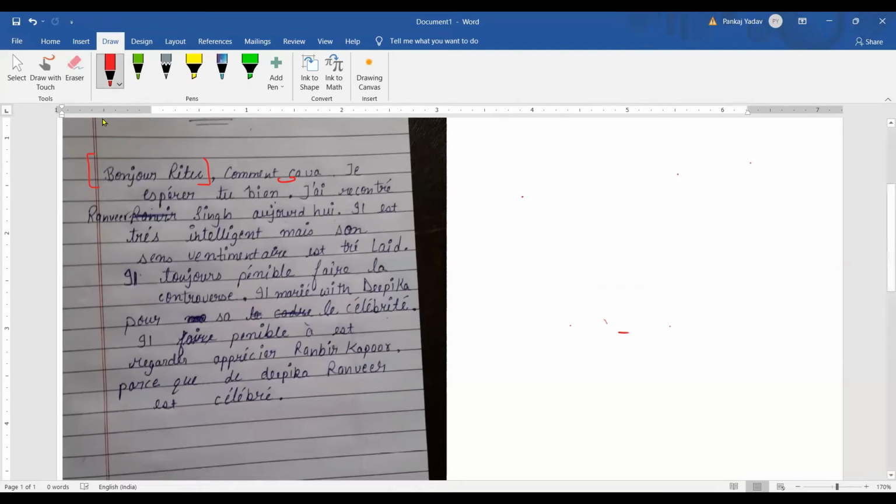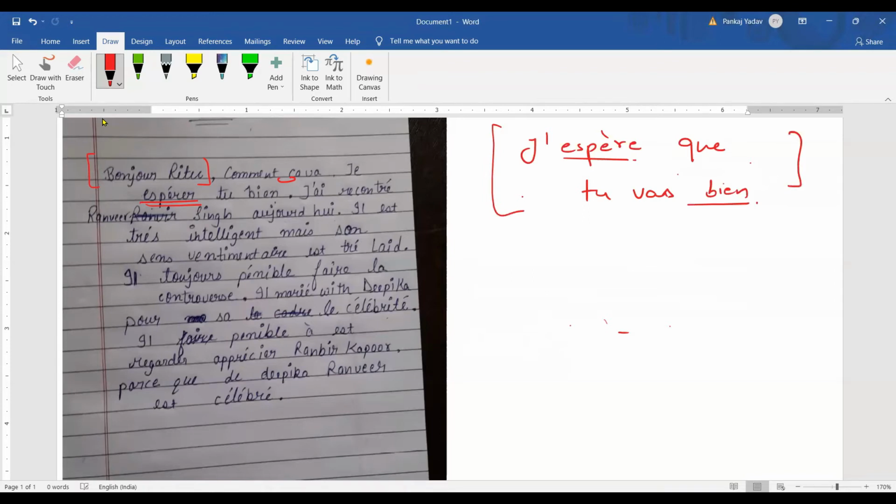All right. Now, j'espère, always conjugate the verb. All right. It should be j'espère. J'espère que tu vas bien. J'espère que tu vas bien. All right, so this is wrong. J'espère que tu vas bien. J'ai rencontré Ranveer Singh aujourd'hui, which is good.